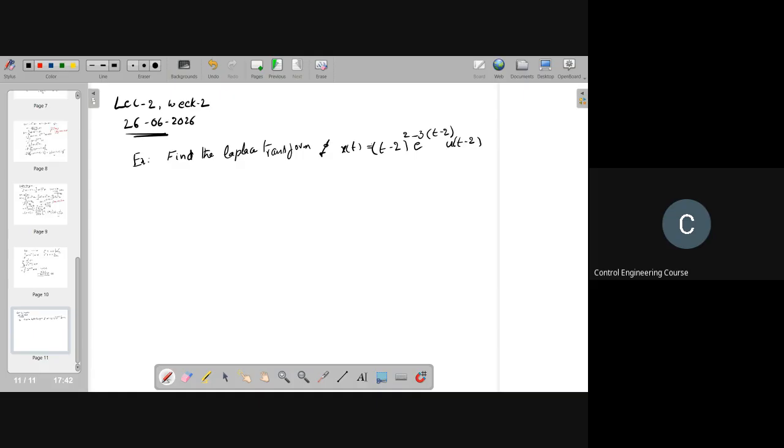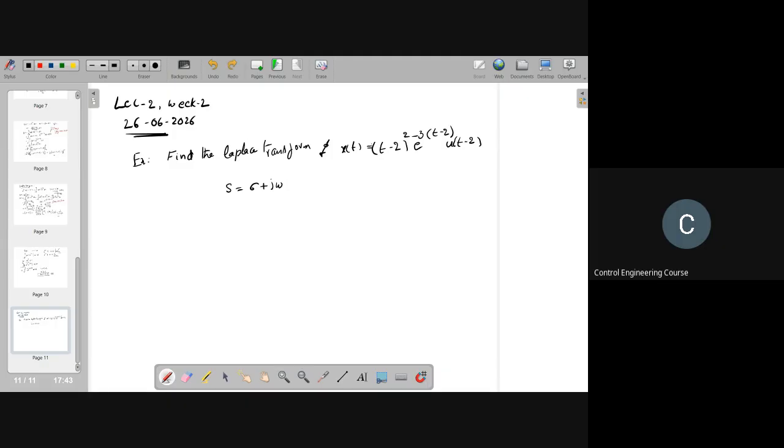Actually, what I wanted to say is that the Laplace transform is not a special kind. It is a generalized method of converting a time sinusoidal signal into a frequency domain signal. Why? Because we have s equal to sigma plus j omega, right?